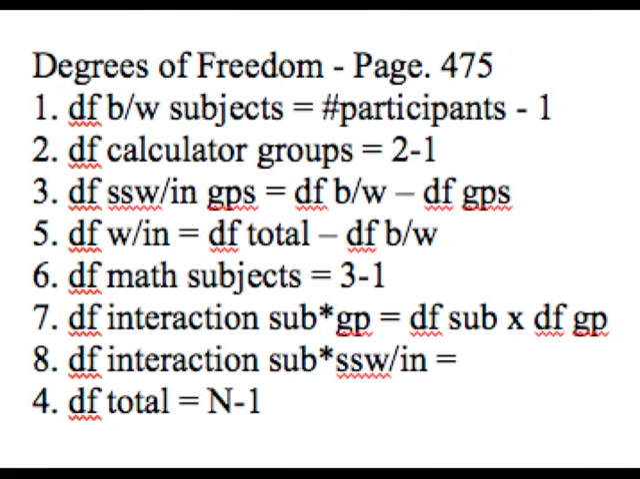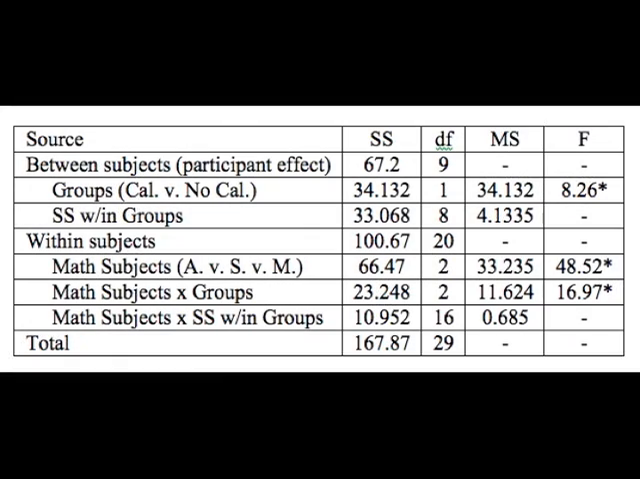We have 8 different degrees of freedom to calculate, and I'll let you go over these yourself. I won't go over them here. We're calculating 3 F-scores. One for the between subjects groups, so the calculator versus no calculator group. One for the math subjects, so the addition versus subtraction versus multiplication tests. And one for the math by group interaction.